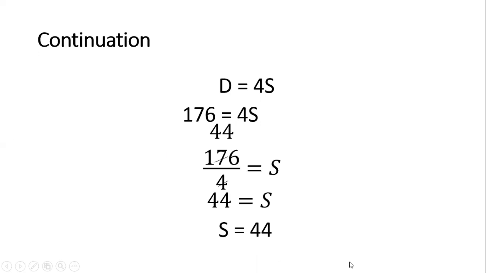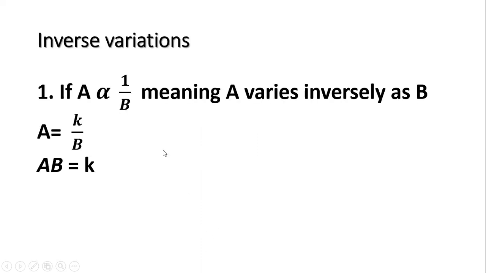For part B, find X when D is 176. D equals 4X, that's the formula. So 176 equals 4X. Dividing both sides by 4, 176 divided by 4 gives us X. That will give us 44. So X equals 44. That's direct variation. So we go to the next one, which is inverse variation.